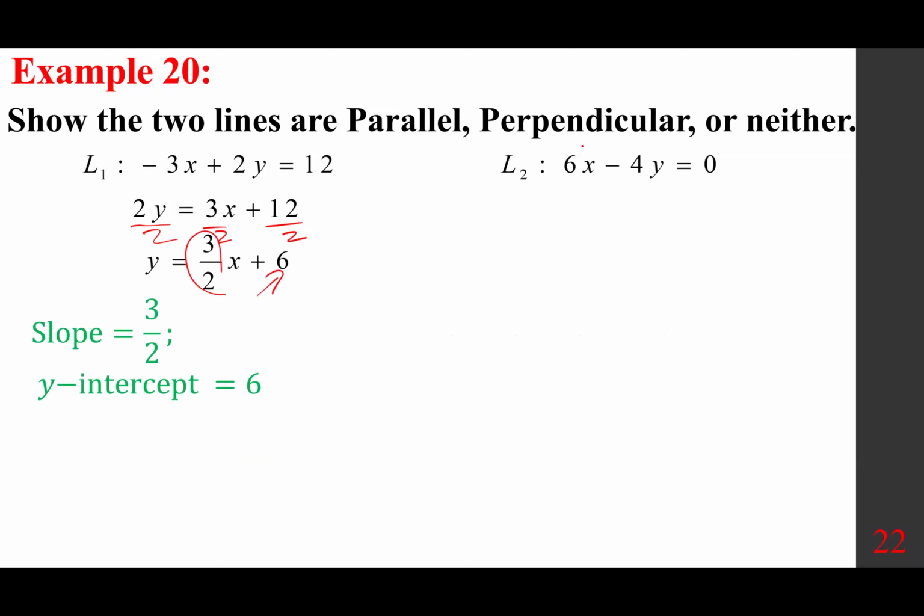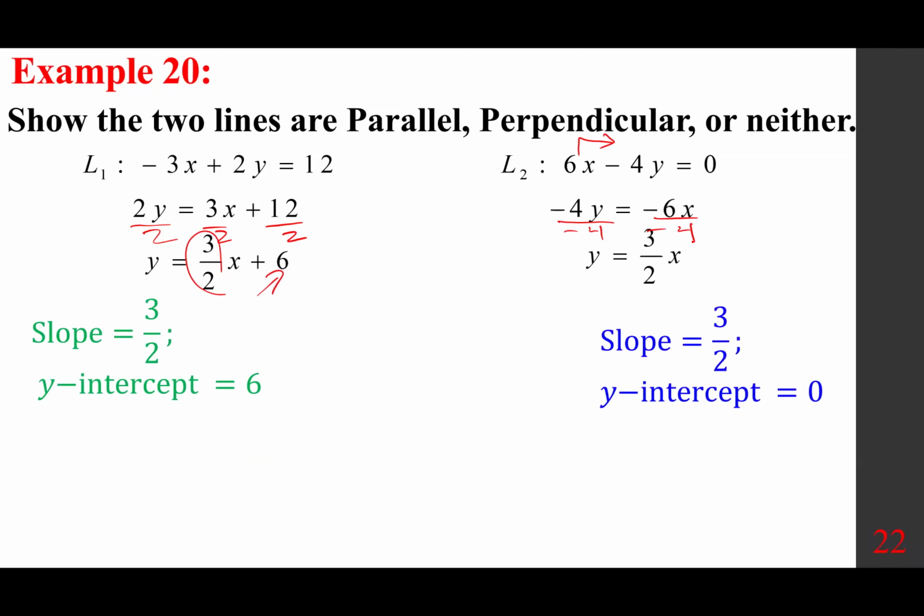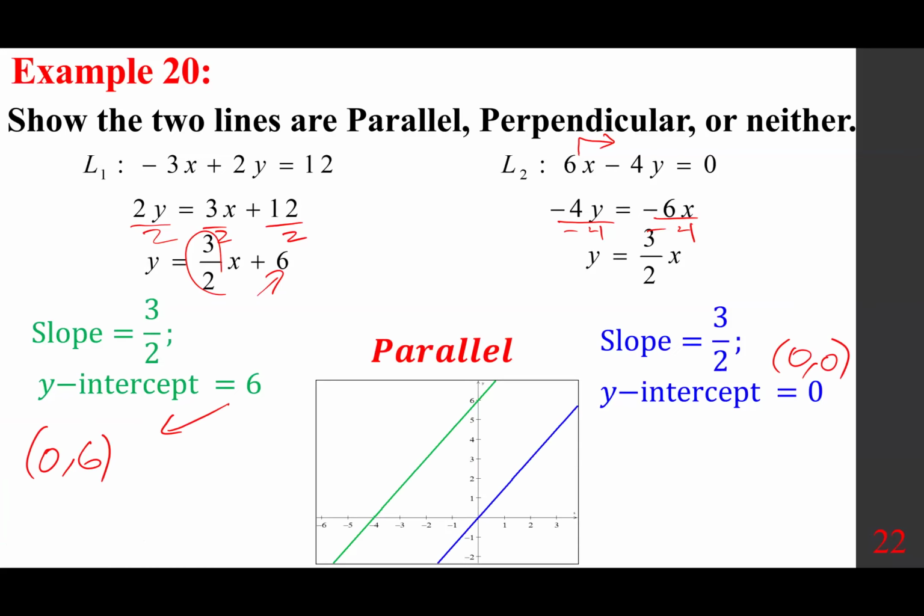For this one, we are going to move 6x, and we're going to divide both sides by negative 4, y becomes 3 halves x. The slope is 3 halves. Y-intercept is at 0. More precisely, this means (0, 6). This means (0, 0). And they are parallel because these two are identical. The two slopes are identical.